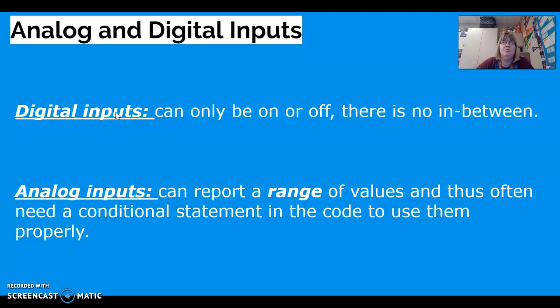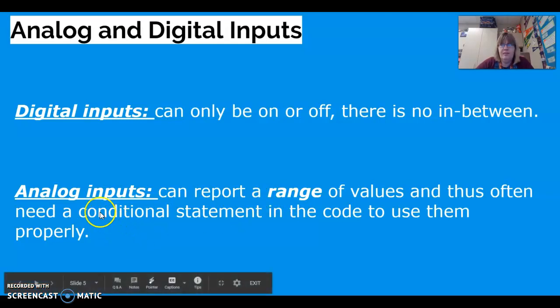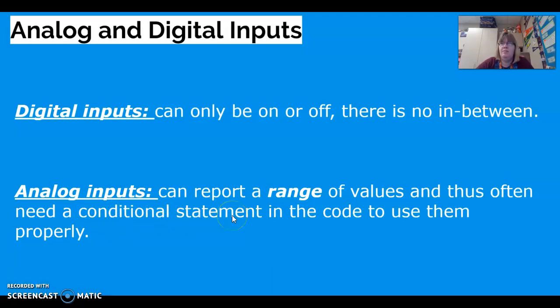Analog inputs, on the other hand, can be a range of options. There are many different options that can be true about the analog inputs. Now, when we use an analog input, since there are so many different options, we're also often going to be using a conditional statement when we code that into MakeCode.